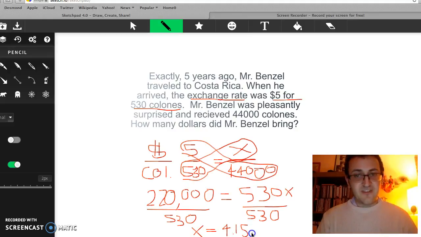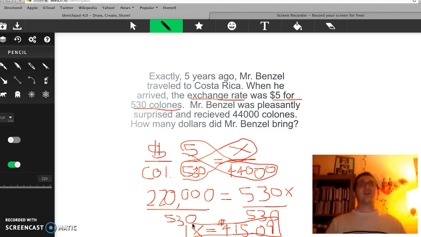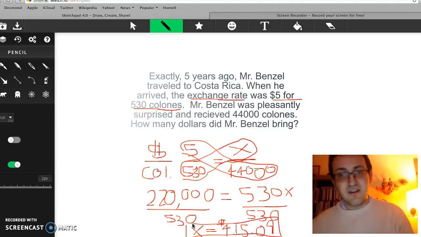So even though 44,000 seems like a lot, it really just amounts to $415.09. So maybe enough for a night or two at a hotel and meals.